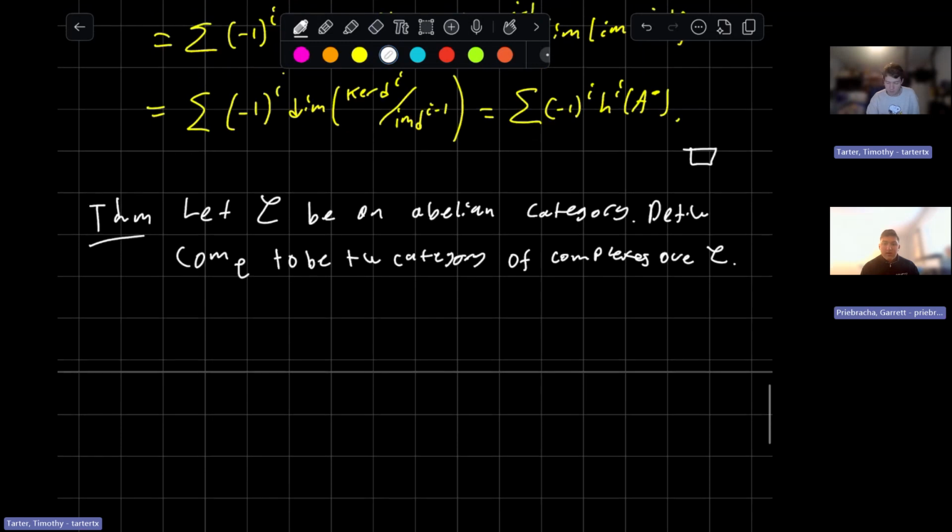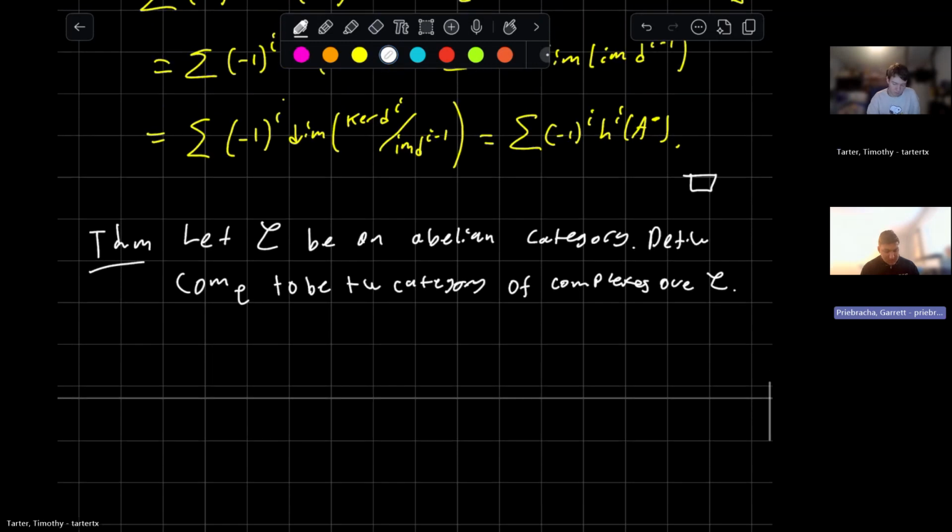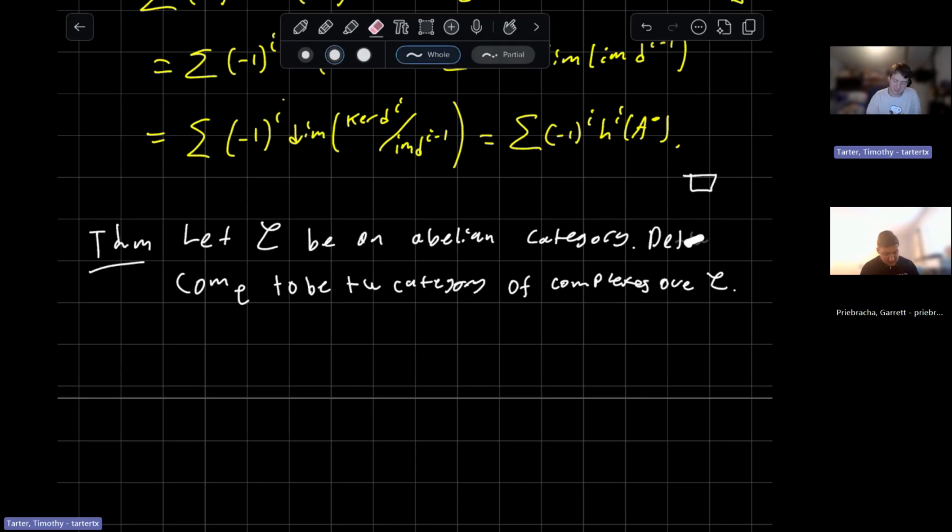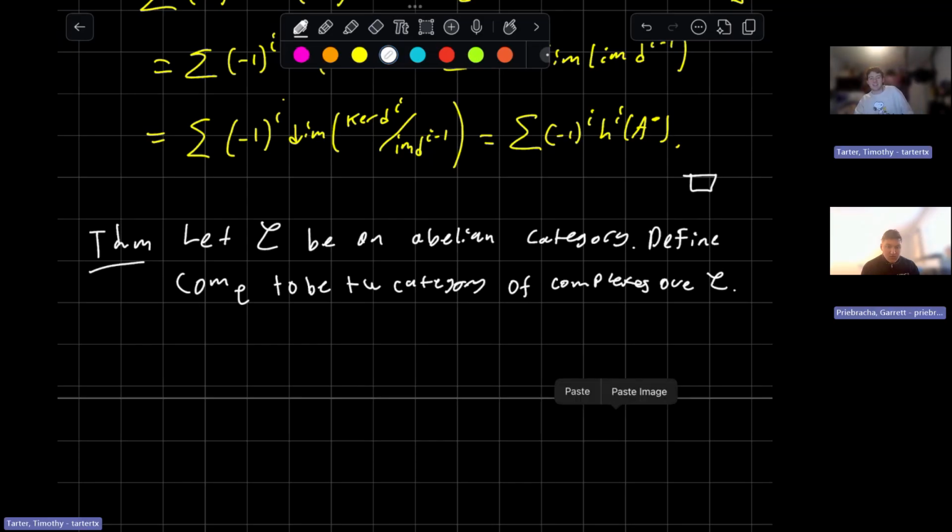What's the word after category? Of complexes. Huh? No, no. The first category after, oh, abelian category. Define. Sorry, what are we defining?